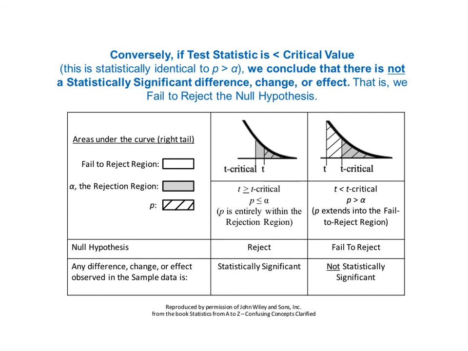P extends beyond the rejection region and into the fail to reject region. So we fail to reject the null hypothesis, and we conclude that any difference, change, or effect observed in the sample data is not statistically significant. Note how this illustrates that t being less than t critical is statistically identical to p being greater than alpha.